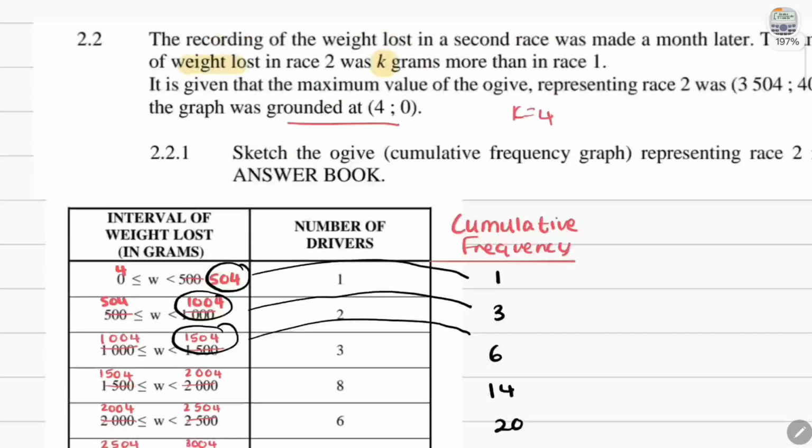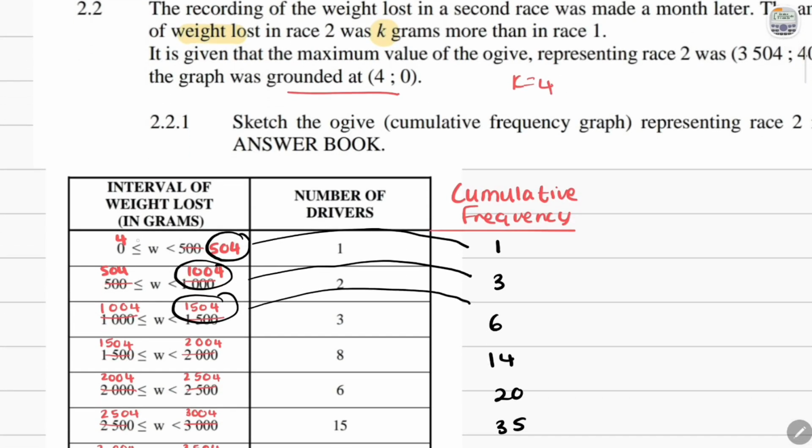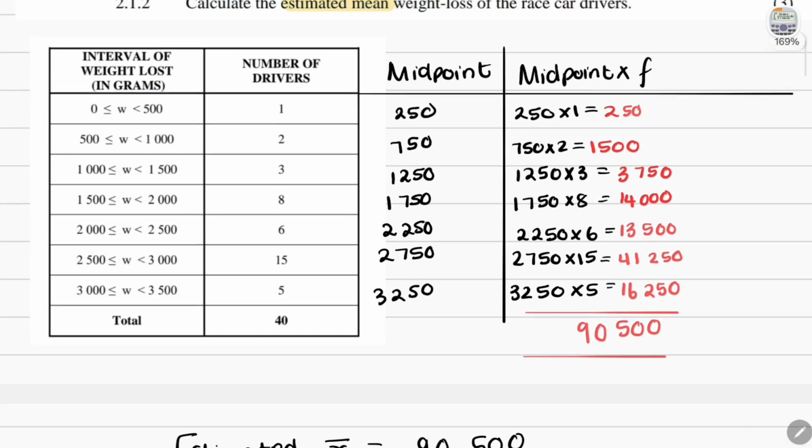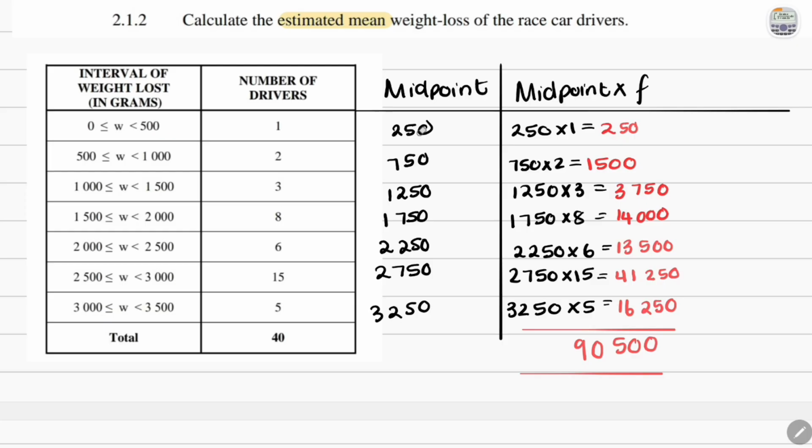Okay, you can easily compare this by looking at the new one. If you wanted to find the estimated weight loss in this category, like when we were calculating the estimated mean, you would say 4 plus 504 divided by 2. So that will be 508 divided by 2, and so that is 254.